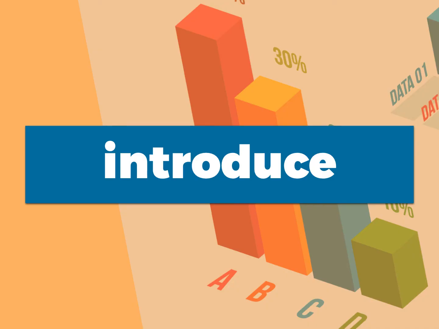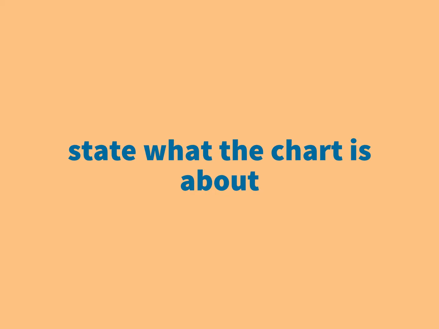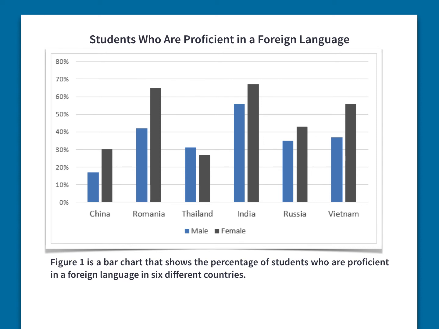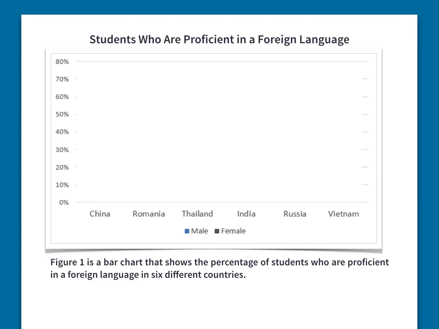And we do that by starting with an introduction where we clearly state what the chart is about. Here we have an example with a chart that shows us the percentage of male and female students who are proficient in a foreign language in different countries. And remember, one of the ways to make sure that your introductory sentence doesn't have too much detail in it is that you should be able to write it without actually looking at the bars.